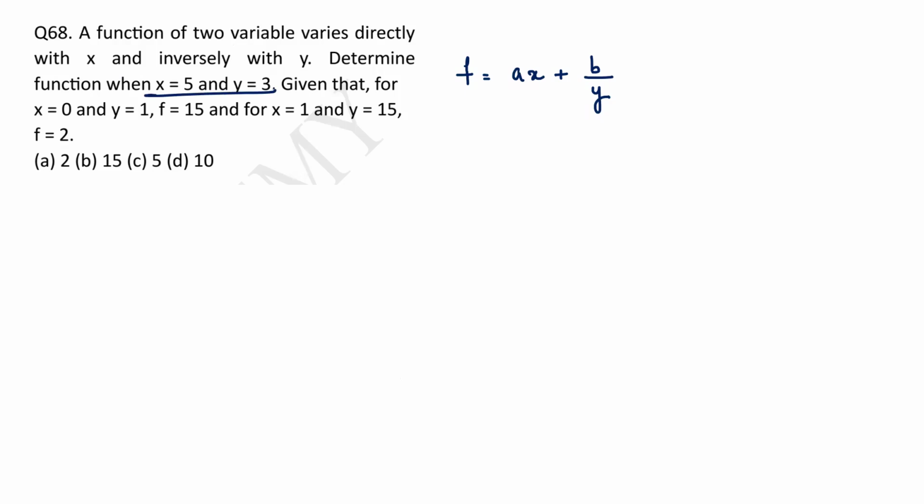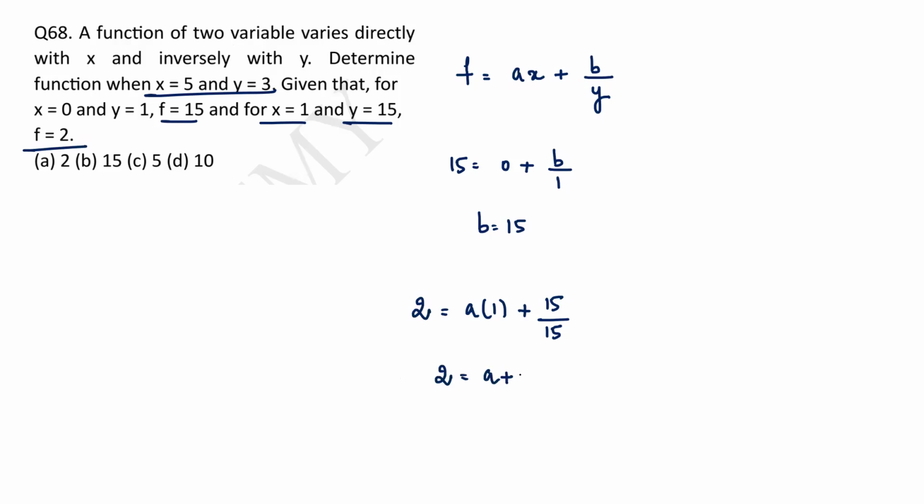So you need to find out the function value. Given that for x equal to 0, y equal to 1, function value is 15. Function value 15 when x is equal to 0, y is equal to 1, which means B is equal to 15. For x equal to 1, y equal to 15, function value is 2. So function value is 2 when x is equal to 1. B is anyway 15, we know now. Y is 15. Therefore, 2 is equal to A plus 1, which means A is equal to 1.